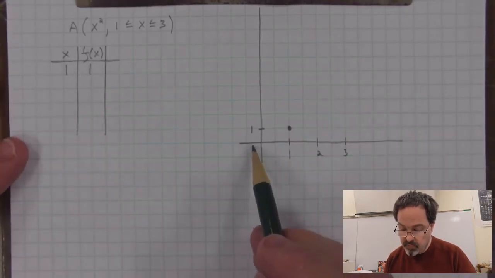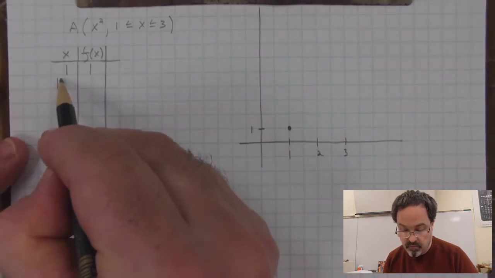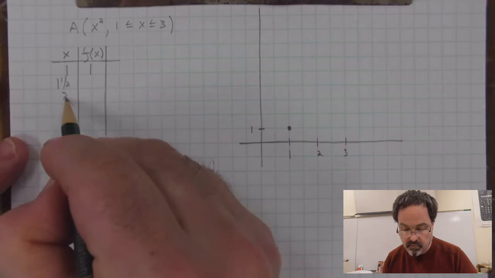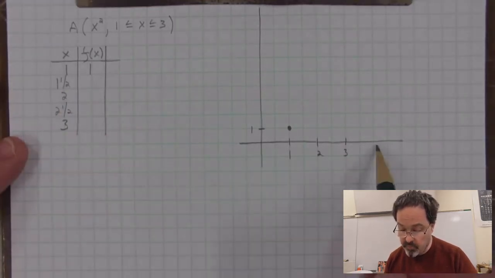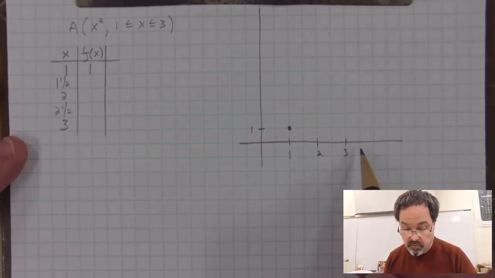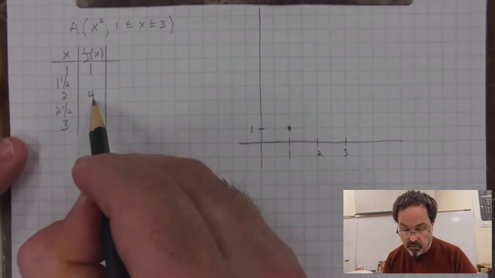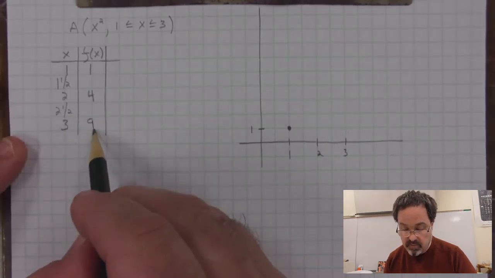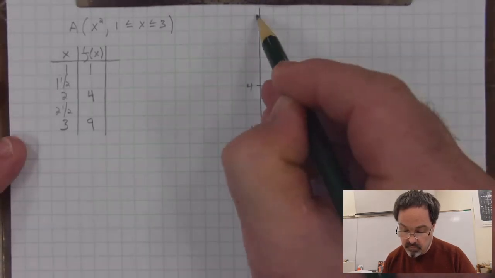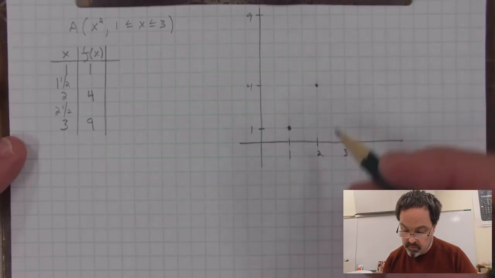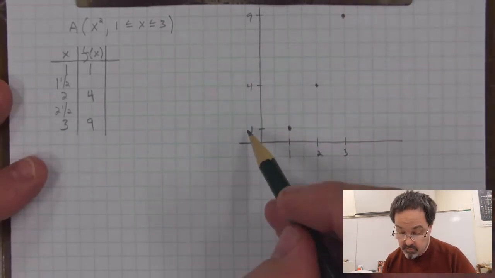If I've chosen 2 boxes to be 1 unit on my horizontal axis, then I would put in values of 1.5, 2, 2.5, and 3 to keep organized with how I chose my graph. At 2, the function is 4. At 3, the value of the function is 9. I can plot those points here, and 3, 9. The graph is quadratic.